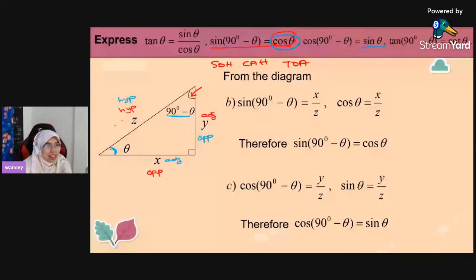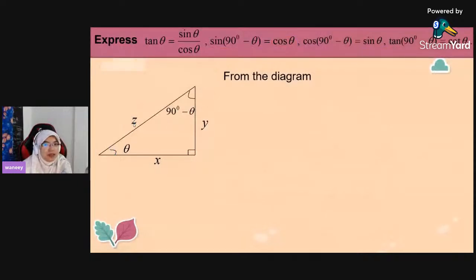Okay, the last one. Tangent is opposite over adjacent. So we are at 90 degree minus theta. The opposite of them is x, the adjacent is y. So the tangent of 90 degree minus theta is x over y.